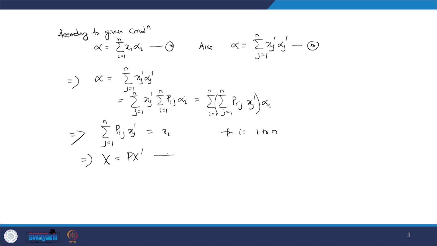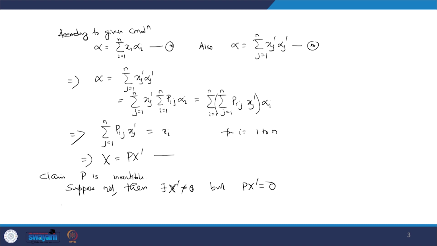Now, claim: P is invertible. Suppose not. Then we know if P is not an invertible matrix, then there exists x prime not equal to 0, but P x prime equal to 0.